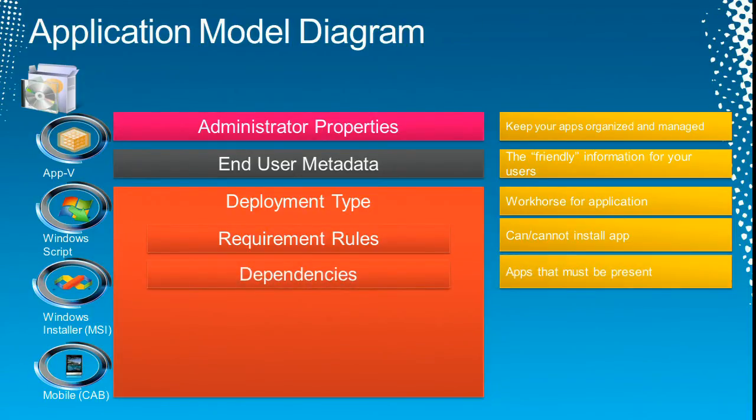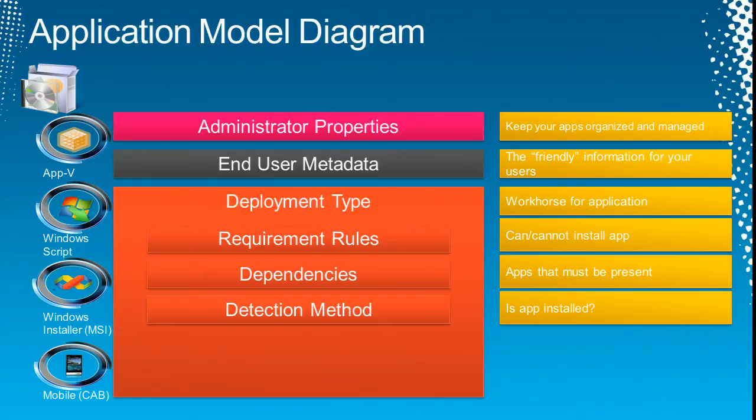Dependencies. Does this application have a dependent application? If so, is that dependent app already installed? If not, am I allowed to install that dependent application? So you can model your dependent applications as well. Detection method. Determining whether or not this application is already installed. If it's already installed, no sense trying to reinstall it. So you get to control that.